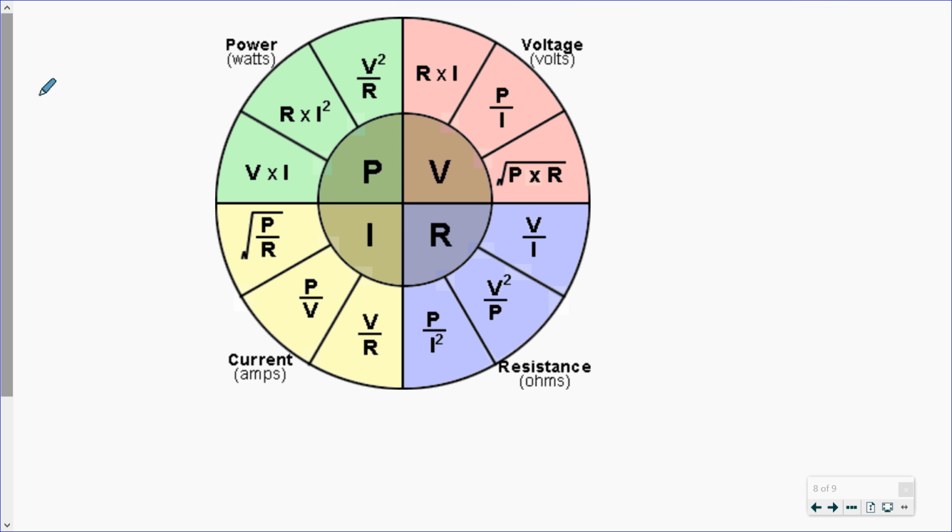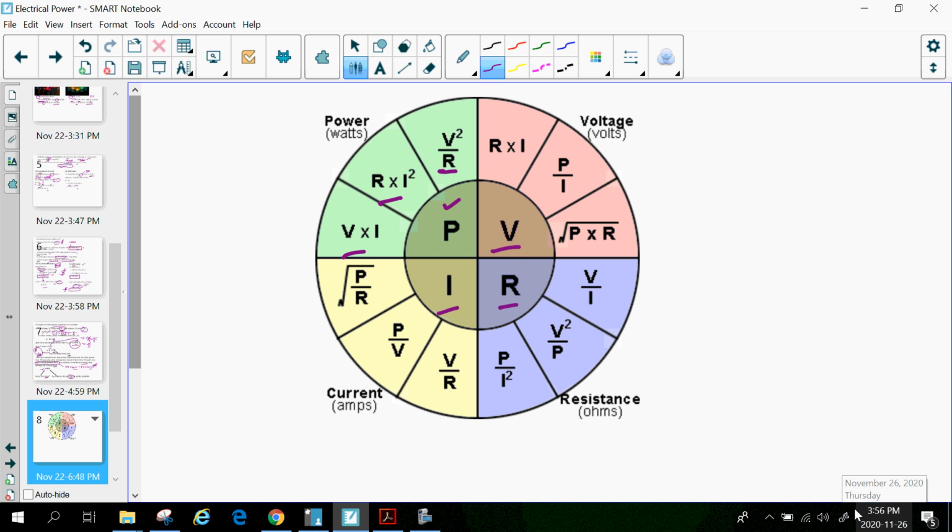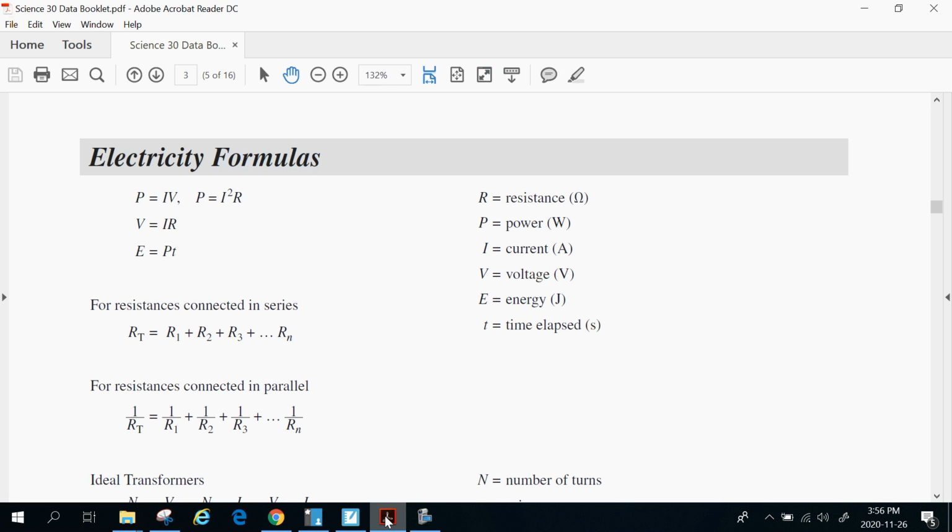This wheel that I found here on the internet is kind of nice because it shows all these different variables, and it shows that there are many different equations that you can actually use to calculate power, many different equations for voltage, resistance, and for current as well. So I'm just going to go back again to the data booklet just to point out that, yeah, for power, we have three different equations here.